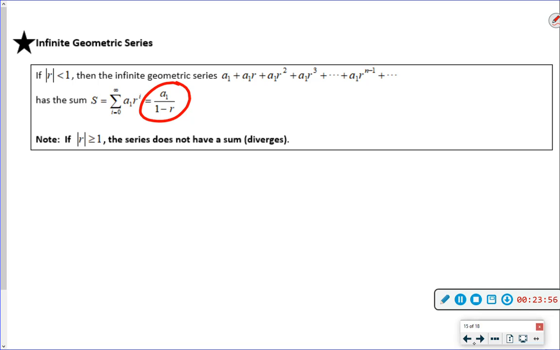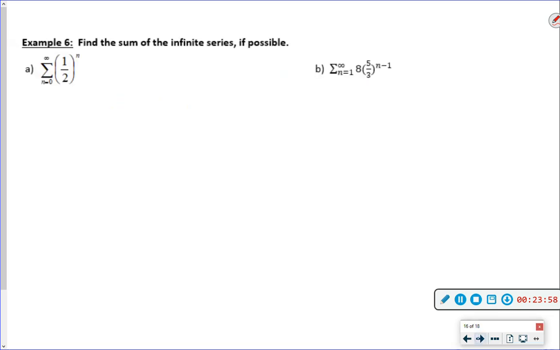So let's take a look here. All right, find the sum of the infinite series if possible. First question for you: what's r? One half. Okay, so the absolute value of a half, of course, is not over 1, so we can do it. I'm going to use my infinite formula. Owen already said r was a half, so I'm going to fill that part in. What's your first term?